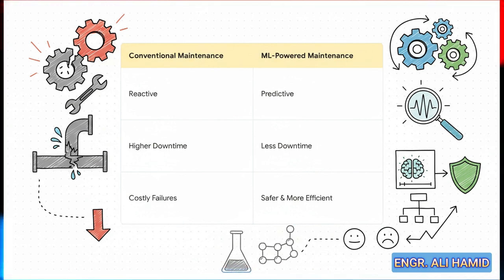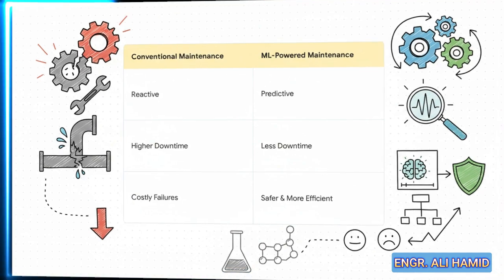But with machine learning, we shift to a predictive model. The system is always analyzing data from sensors, looking at past performance, and it can recommend the perfect time for maintenance before something breaks. The result? Less downtime and a much safer and more efficient operation.